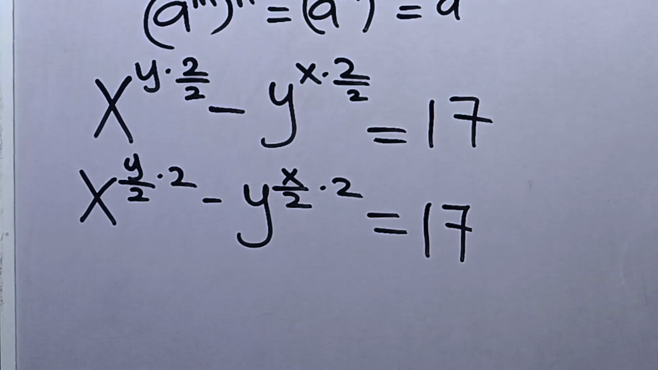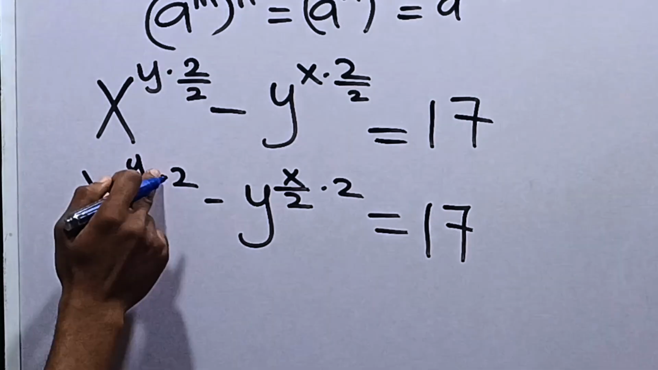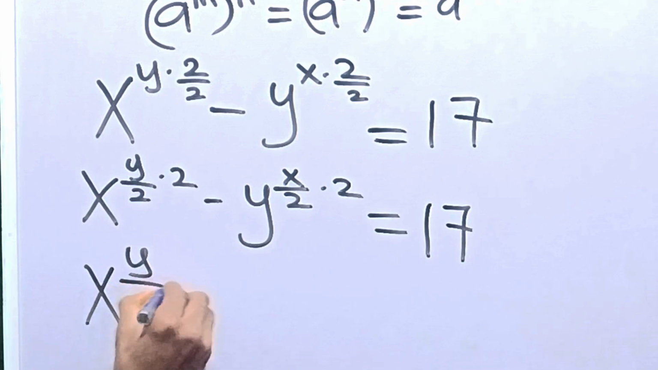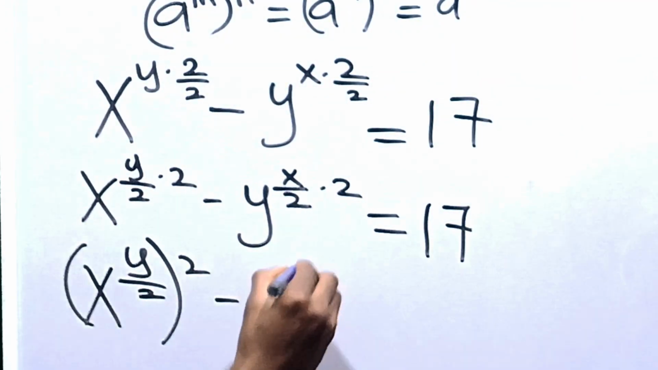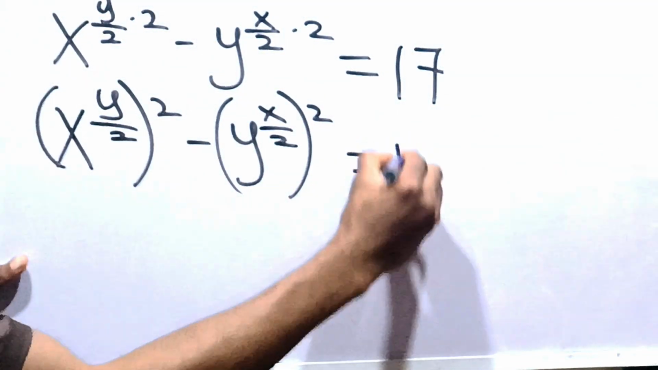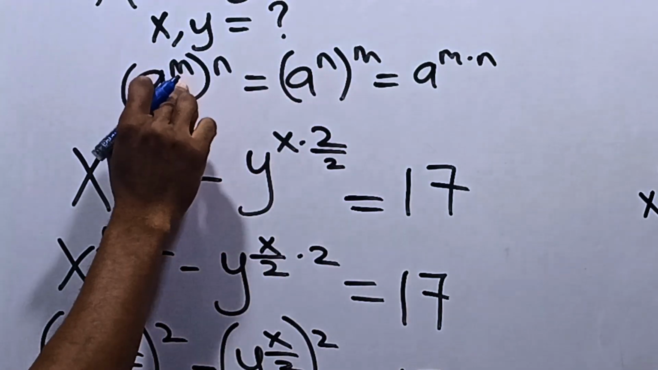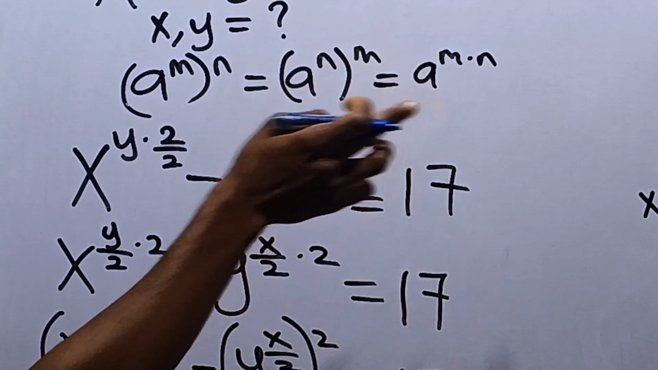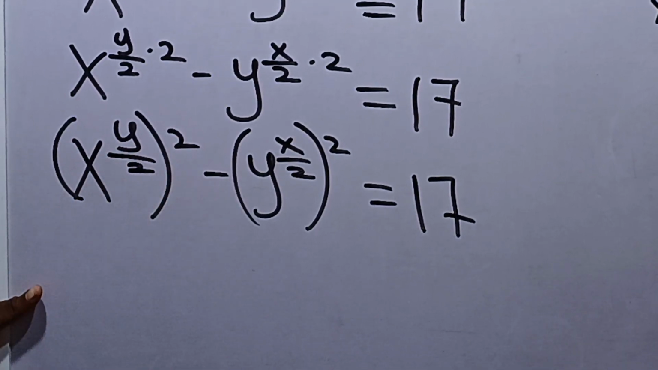Now, again, from here, let's isolate this. So we have that x raised to power y over 2, raised to power 2, minus y raised to power x over 2, raised to the power of 2, is equal to 17. Again, this follows from the law of indices. If you look here, a raised to power m raised to power n is equal to a raised to power m multiplied by n. So the same thing we did here, this times this can be written as this raised to power of this.